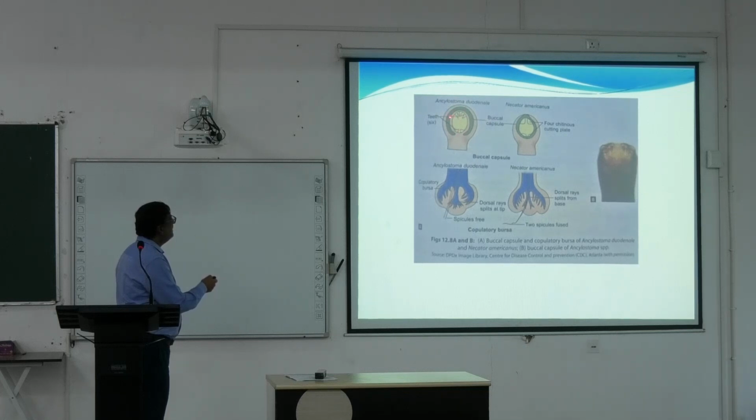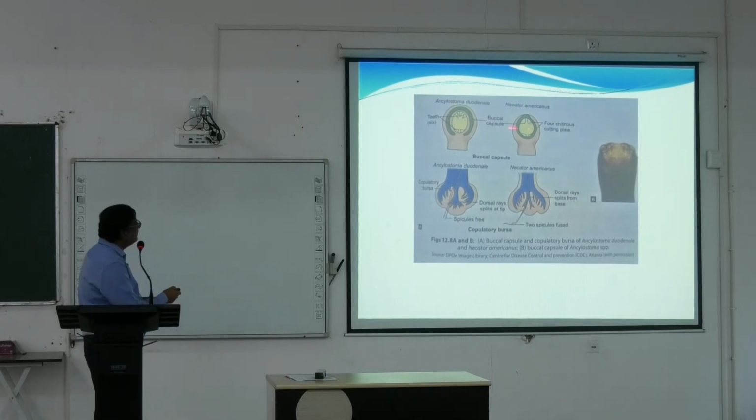Ancylostoma duodenale has 4 teeth on the ventral segment and 2 on the dorsal segment of the buccal capsule, whereas in Necator americanus there are only 4. This is the differentiating feature between Necator and Ancylostoma duodenale. Here in Ancylostoma duodenale this is the copulatory bursa, and in Necator, the copulatory bursa is different.